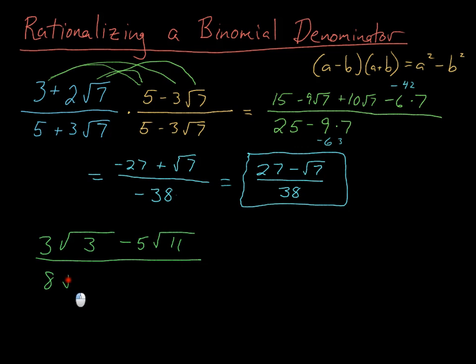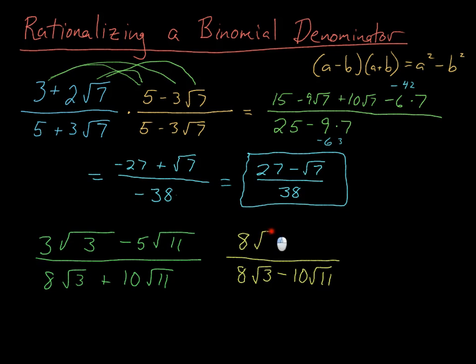over 8 root 3 plus 10 root 11. So again, you're going to flop the sign on the bottom. So I'm going to have 8 root 3 minus 10 root 11. And multiply the top by that same thing. On the bottom, I just have difference of squares. So 8 squared is 64. And then root 3 squared is 3. Minus 10 squared, which is 100. And root 11 squared is 11.